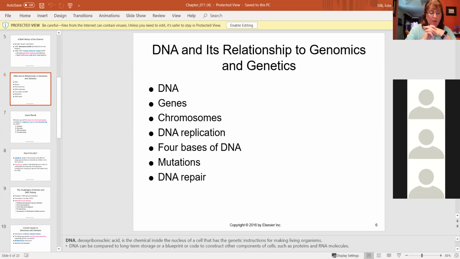There are 4 bases of DNA. DNA is made up of adenine, which is your A, guanine, which is your G, cytosine, which is your C, and thymine, which is T. Genes are comprised of specific sequences of these bases. Say you have A, C, T, G, that's a certain sequence that might mean something, whereas if you had a different sequence, it might mean something else.